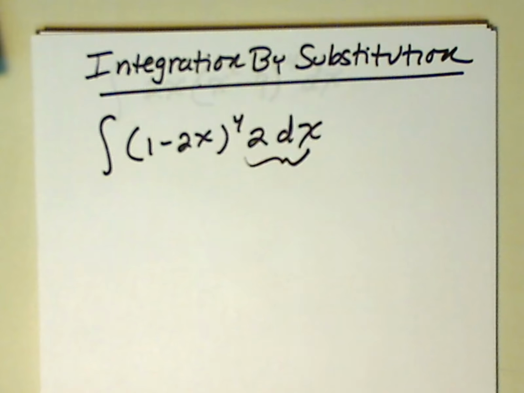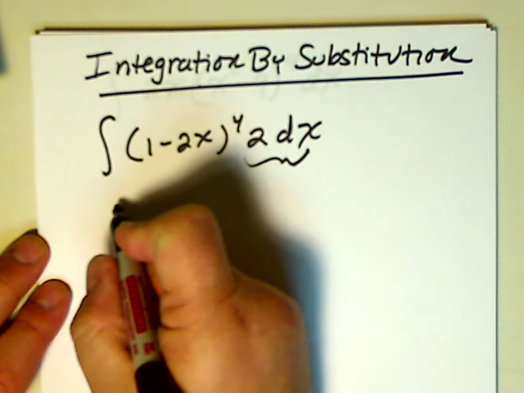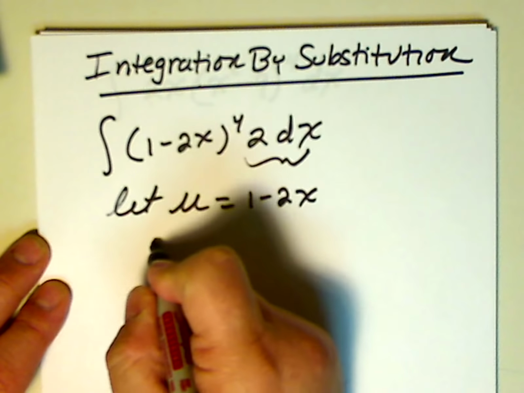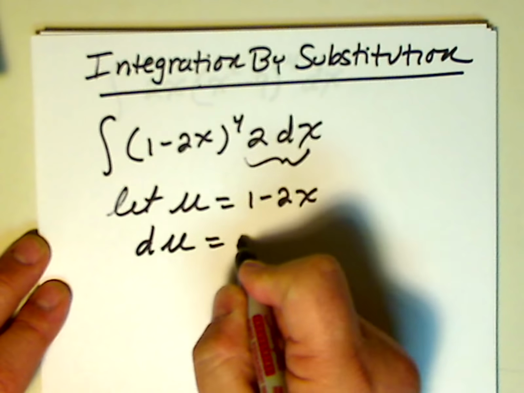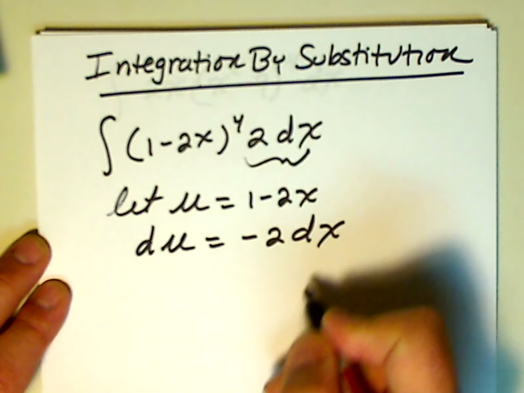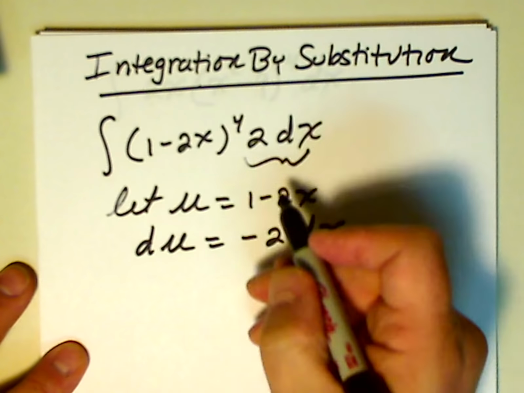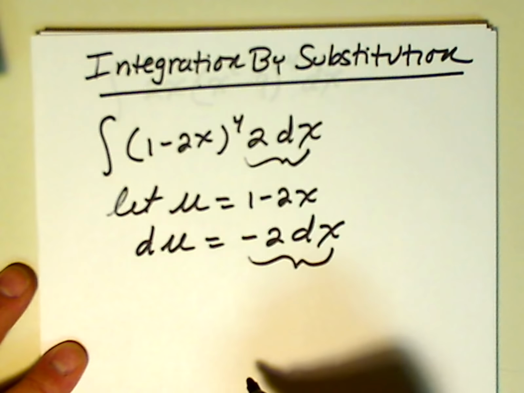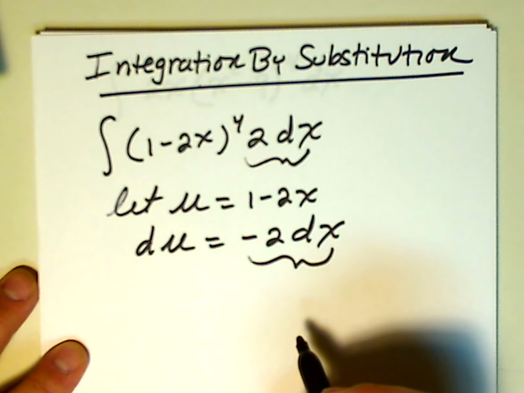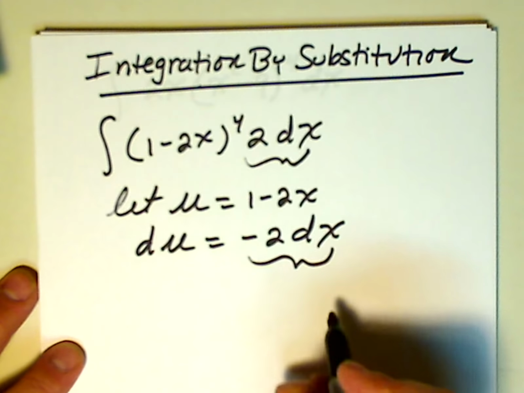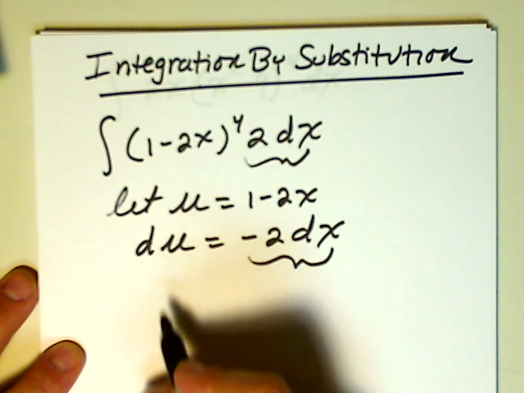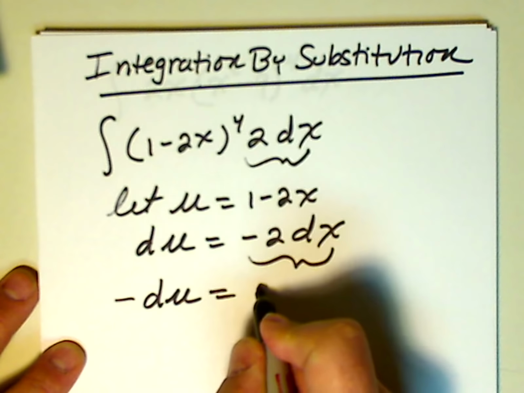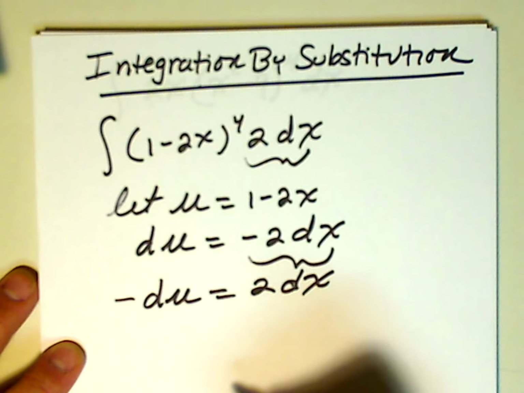So let's get to it. We're going to let u equal 1 minus 2x, and if we differentiate that, du is equal to negative 2 dx. We have negative 2 dx here and a 2 dx sitting on top. We're going to have to make a little adjustment here, and if we pull the negative sign out and move it over to the left, we have negative du is equal to 2 dx.